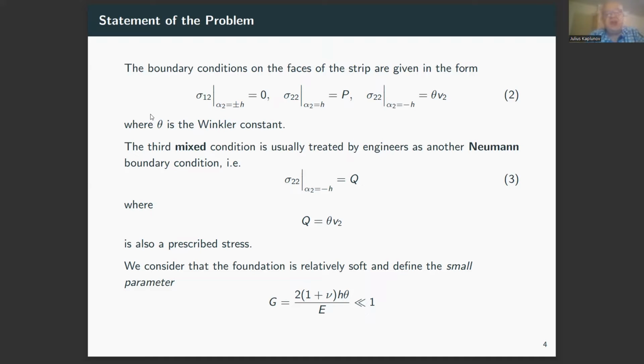What is the engineering approach? They don't like the third, mixed boundary conditions, because all the history, including the history of asymptotic integration in plates, is mainly restricted to the Neumann boundary conditions. Their philosophy is to denote in the last boundary condition the product theta times V2 by a certain quantity Q, which is treated as the prescribed force or stress P, not as a function of an unknown displacement V2, but they forget about that and think that this product can be treated as a given quantity, another forcing term.